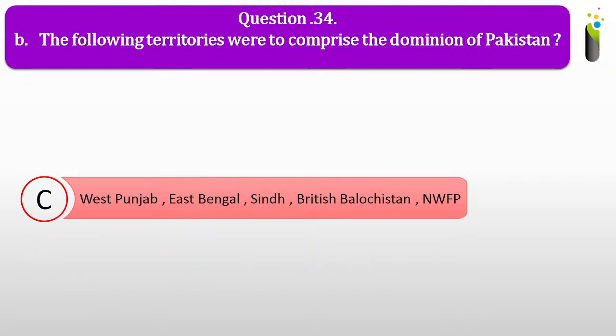And the correct answer for this question is C. West Punjab, East Bengal, Sindh, British Balochistan and NWFB were the territories which comprise the dominion of Pakistan.